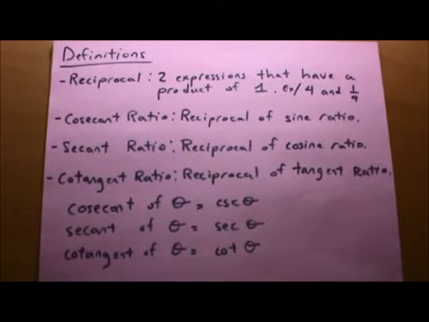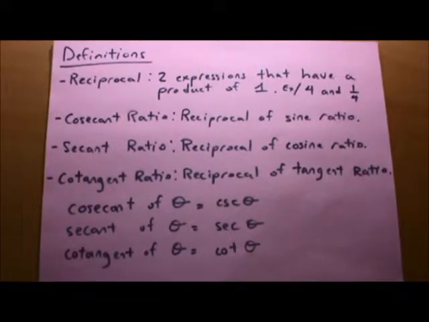There are four main definitions in this chapter. Reciprocal, which means two expressions that have a product of 1, for example 4 and 1 over 4. Cosecant ratio, which means the reciprocal of sine ratio. Secant ratio, which is the reciprocal of cosine ratio. And cotangent ratio, which is reciprocal of tangent ratio.